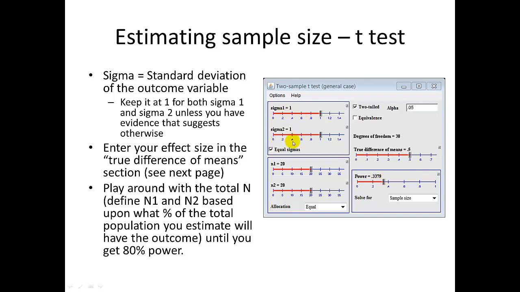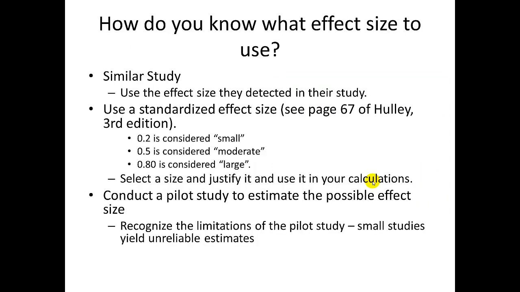In general, we'll always keep sigma at 1 for both sigma 1 and sigma 2. And you'll enter your effect size and the true difference of the means. Then we'll play around with N1 and N2 until we get the power that we want of 80%. But how do you know what effect size to use? First, can you find a similar study? If so, use the effect size they detected in their study.